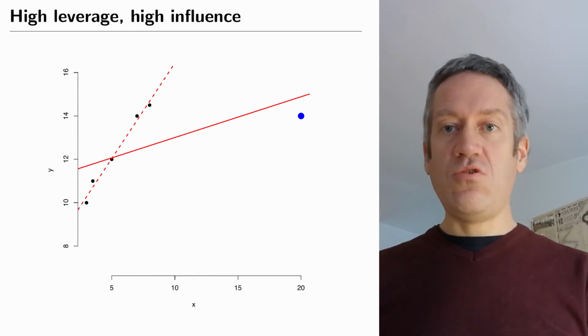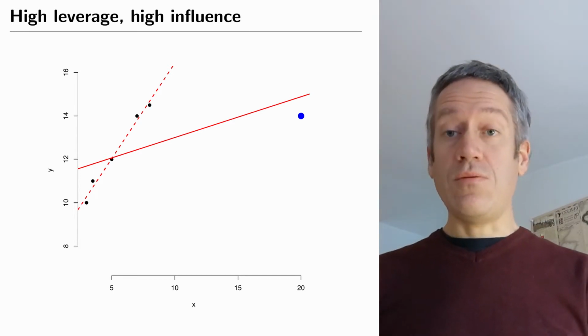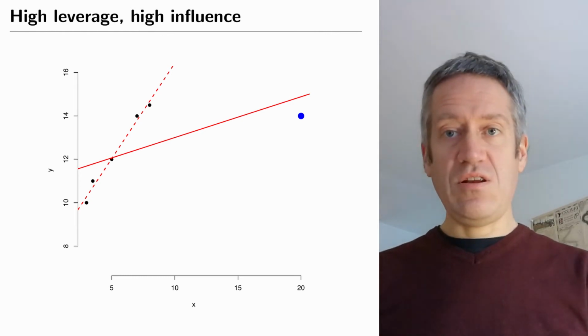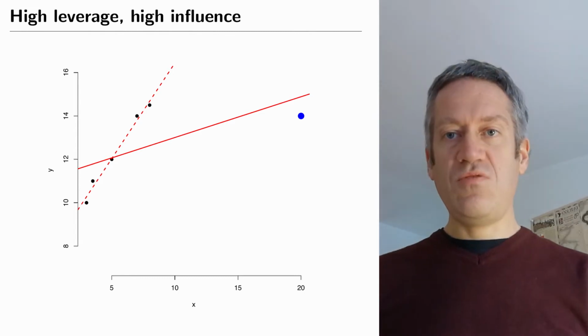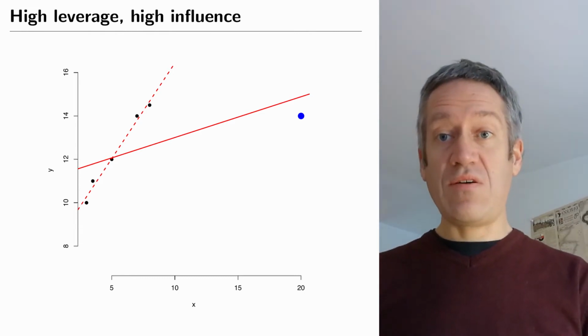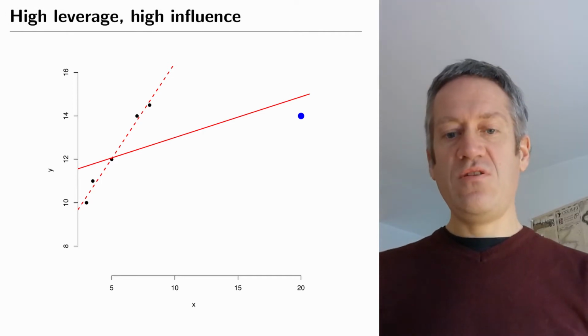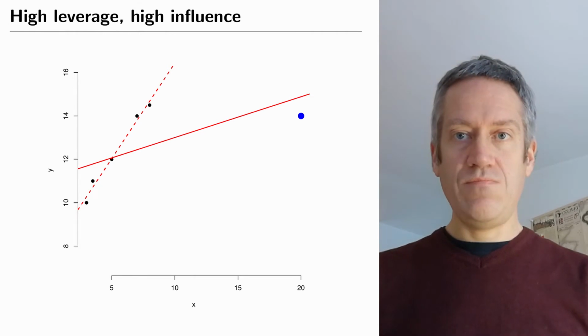But this time we also call it high influence because it has had a very major impact on the regression line. On the previous slide, the difference between the solid line and the dotted line was relatively small. On this slide, the difference between the solid line and the dotted line is very large. The slope coefficients are very different when we estimate the regression with the blue point and without the blue point.